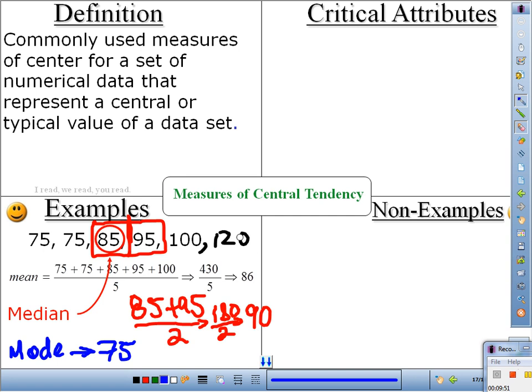Let's say this number staying, instead of being 120, I switch that to 100. What would be the mode now? 75 and 100. So there could be a bimodal, triple modal, whatever you want to call it, but as long as they repeat the same amount of times. Does that make sense?